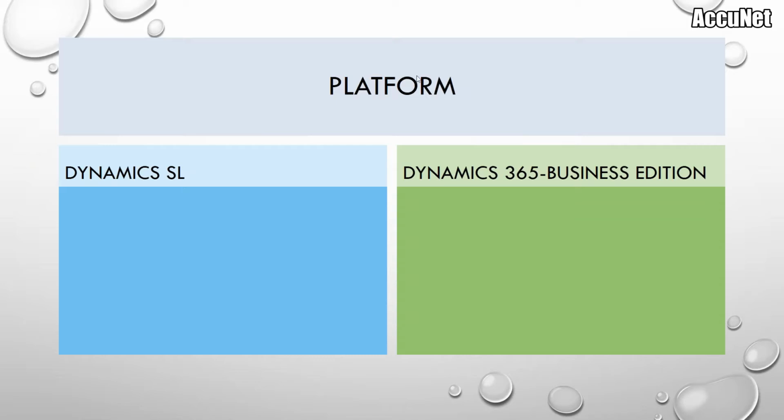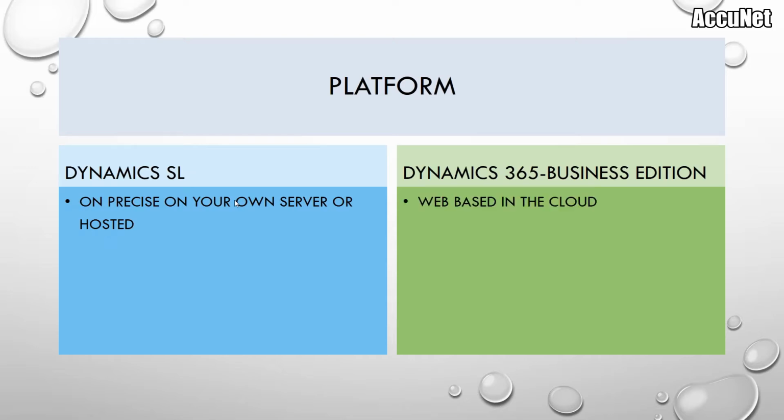Okay, the main differences are in the platform. In SL, you have a choice of on your premises, on your own server, or a hosted. The Business Edition is a web-based in the cloud. Now, the Business Edition is based on the NAV product, which I don't know if anybody's familiar with that, but there is an Enterprise Edition, which is based on AX, which is for larger companies.